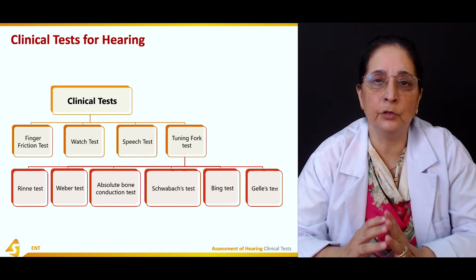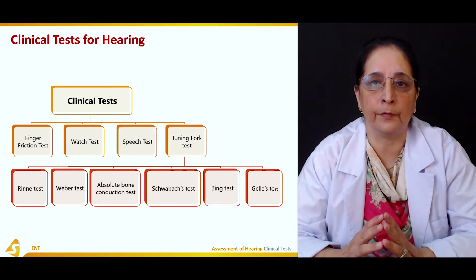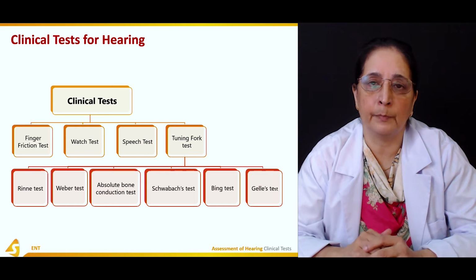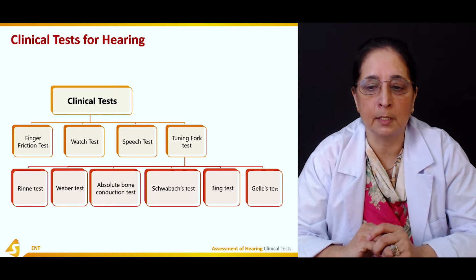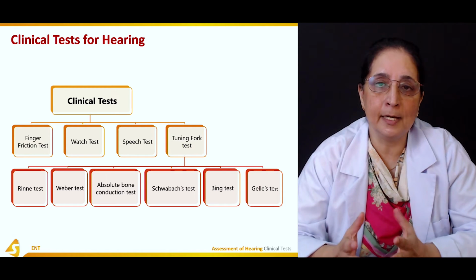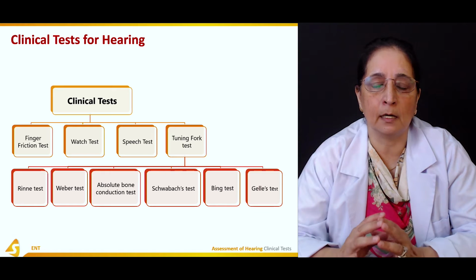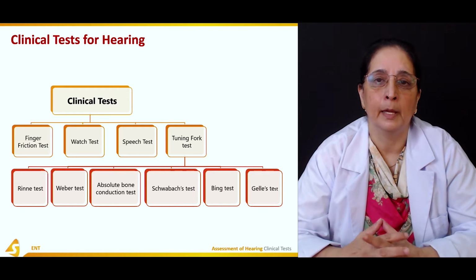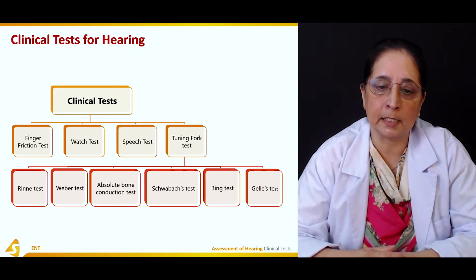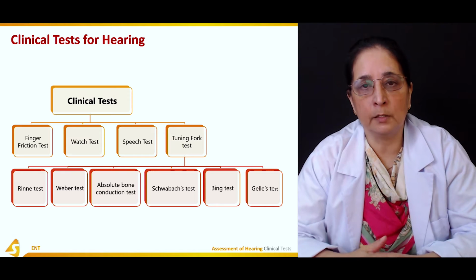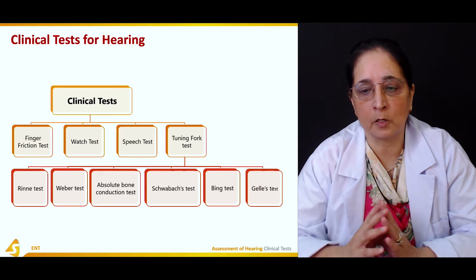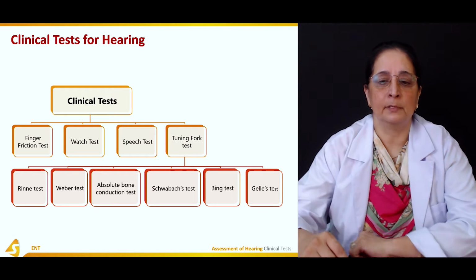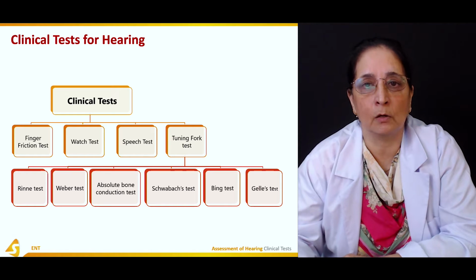When we use the tuning fork for the assessment of hearing, different tests are performed for that purpose. Very commonly, Rinne's test and Weber test are performed in the clinic for the assessment of hearing. But also the other tests like Schwabach, Gelle's, and absolute bone conduction tests are performed.